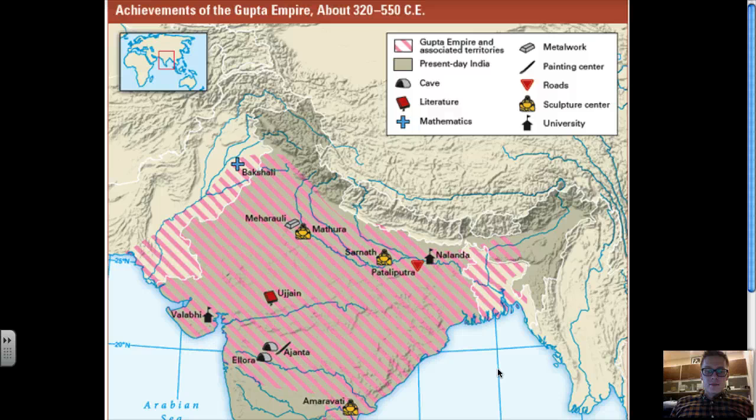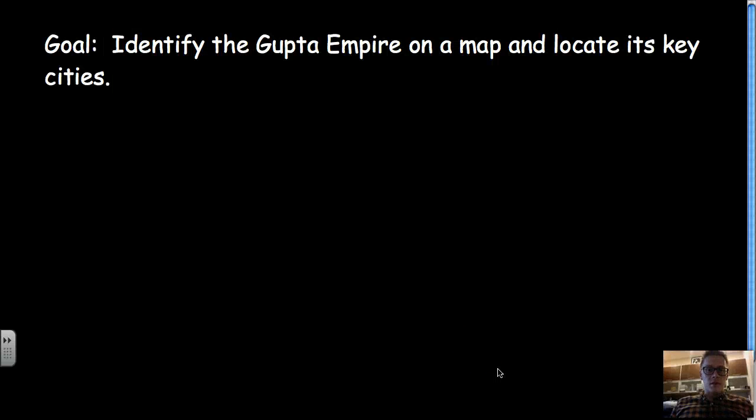All right, well, that is the lesson today on identifying the Gupta Empire on a map and locating its key cities. Hope it's been edifying.